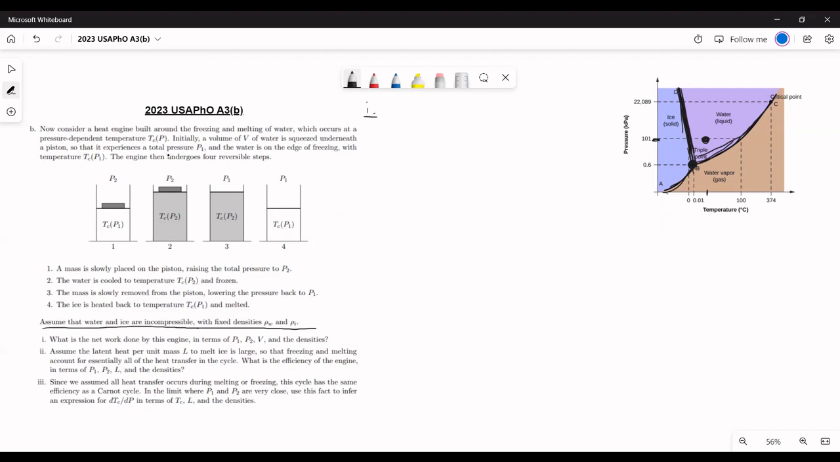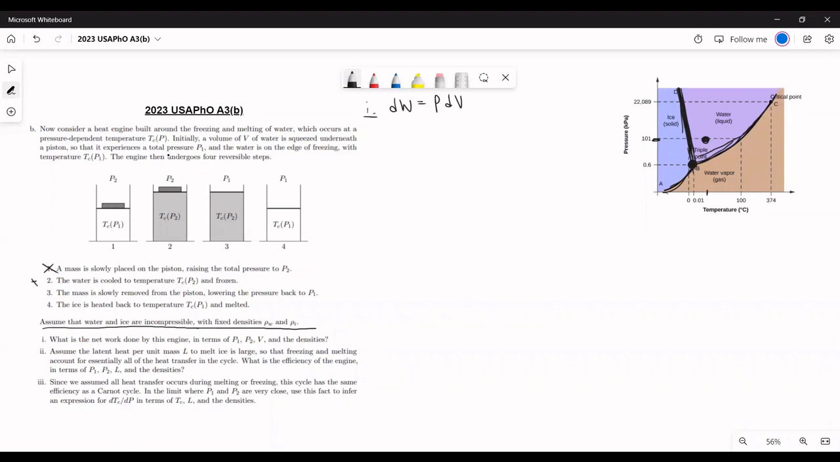So in step one, we're just changing the total pressure to P2. And since we assume that water is incompressible, this is not going to lead to a change in volume. And since the work done by a system is its pressure P times change in volume dV, this is going to lead to dV equals 0, and that means that there's no work done in step one. In step two, the water is cooled and then frozen to ice. So that means that the volume is going to increase. And so there is work done here. And since the substance is expanding, it's doing work on its surroundings. And that means that this engine is doing positive work in step two.